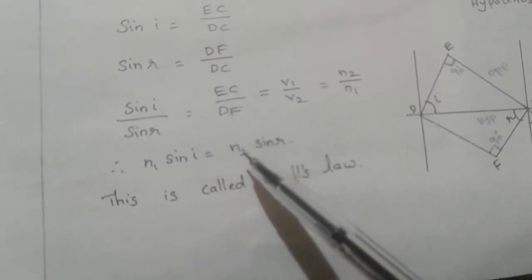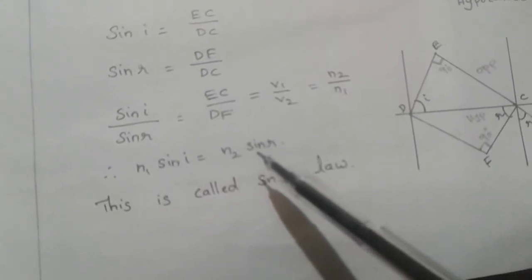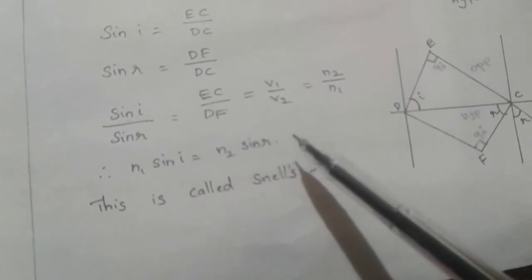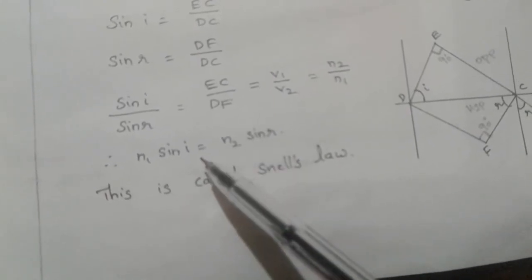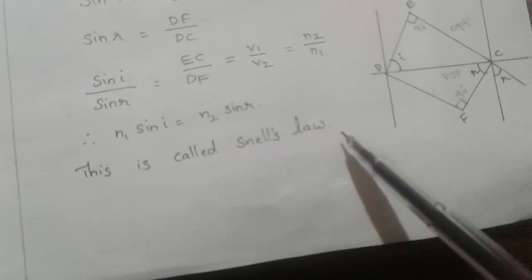Therefore, N1 sin I is equal to N2 sin R. So, N1 is the refractive index of the first medium and N2 is the refractive index of the second medium, and I is the angle of incidence and R is the angle of refraction. Therefore, we have found the relation between the angle of incidence and the angle of refraction. This is called Snell's law.